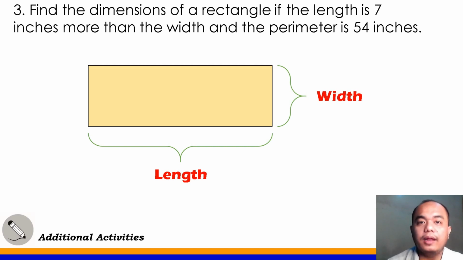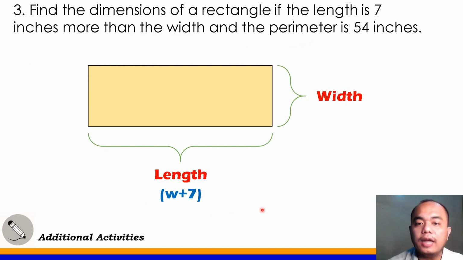So again, let me read to you the problem for number 3. Find the dimensions of a rectangle if the length is 7 inches more than the width and the perimeter is 54. Let's represent this problem to equation para mas madali. So again, your length natin would represent W plus 7. Kasi sabi dito, ang length daw, 7 inches more than the width. So, wala ang width. Hindi ibinigay ang width. So, we will use W for width. So, ang length natin dito will represent width plus 7. Okay? This is from 7 inches more than width.